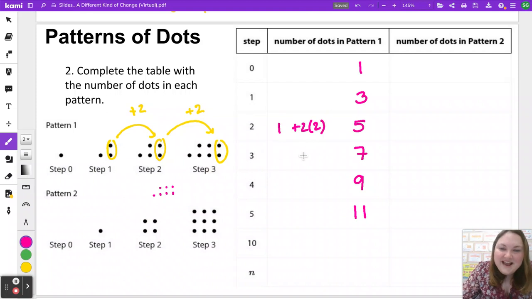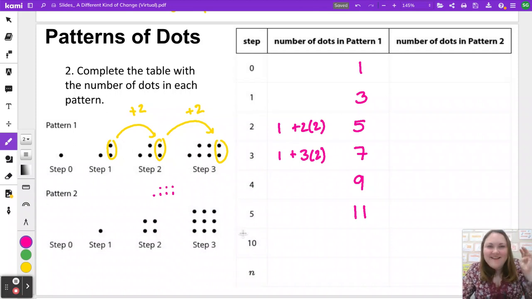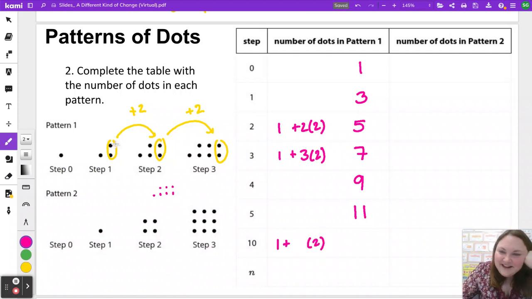Or for step 3, I ended up adding 1, 2, 3 of those pictures of 2 dots that we were adding to that starting point here, to the 1. So when we get to step 10, you could do step 6, 7, 8, 9, and 10, or you could just jump to step 10. We're starting with that 1 dot still, but then by step 10, I would have added the 2 dots that I've got in that yellow circle there 10 times. And if you do that math, it leaves you with 21.